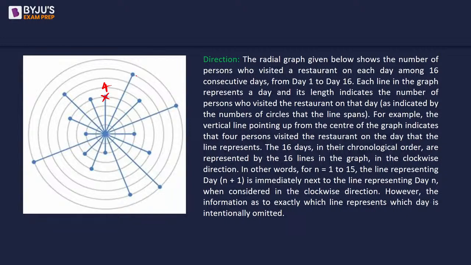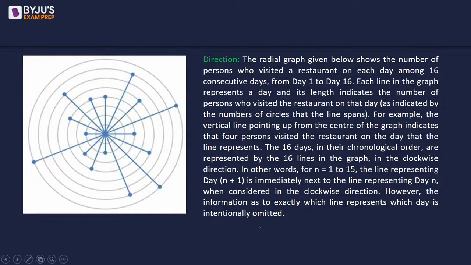So this is going to be 4, this one is going to be 4, 5, 6, 7. The lines represent how many people visited the restaurant, and the number of people is denoted by the number of circles that the line crosses. The line representing day n plus 1 is immediately next to the line representing day n, when considered in the clockwise direction, exactly what we have seen. However, the information as to exactly which line represents which day, as in first day, second day, third day, 10th day, 14th, 15th, 16th day, we do not know that.